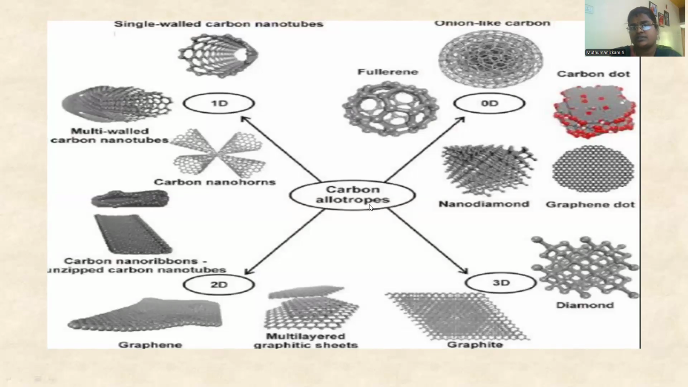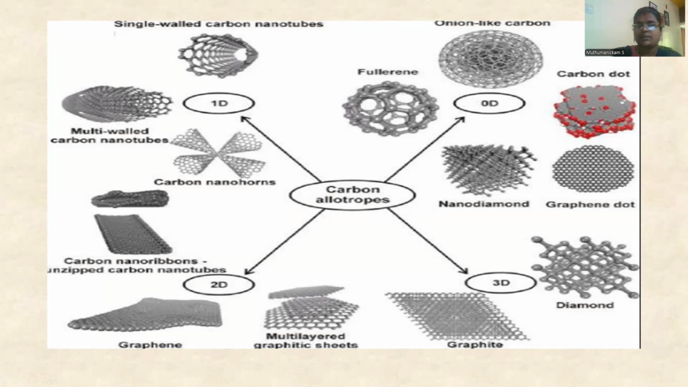In general, the allotropes of carbon are divided into zero-dimensional, one-dimensional, two-dimensional, and three-dimensional. Here, the zero-dimensional is predominantly spherical in shape. They appear as quantum dots, carbon dots, nano diamonds, etc. In one dimension, they are cylindrical or somewhat cone in shape, where the nano horns and the single and multi-wall carbon nanotubes are there.